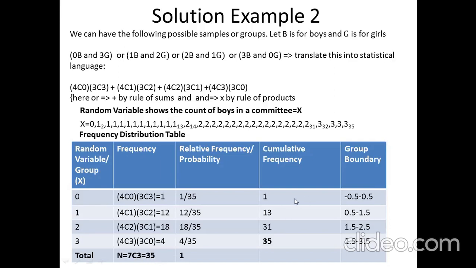Next comes the column of probability or the relative frequency, which is the ratio of the frequency of the group divided by total frequencies. That is 1 by 35, 12 by 35, 18 by 35, 4 by 35. They are all mutually exclusive cases because any one of these groups would be occurring. So the sum of their probabilities, by the rule that the sum of the probabilities of all mutually exclusive events should always equal 1, is satisfied over here.